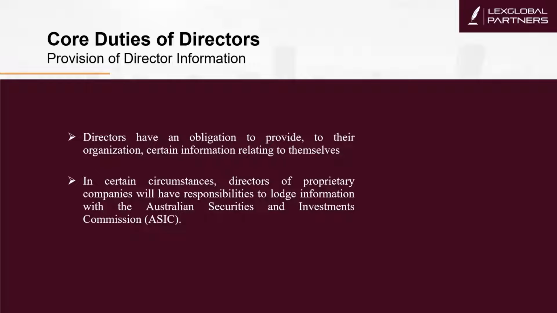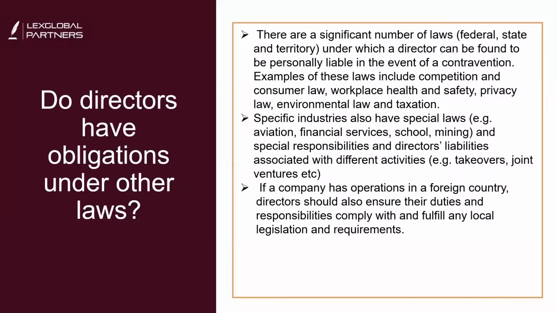Provision of director information, as I mentioned: directors have an obligation to provide to their organization certain information relating to themselves. So this is the duty the director owes towards the company that they have to disclose, and mainly it is when they are conflicted, or they have an interest that is in conflict with the business's interest. In certain circumstances, directors of proprietary companies will have responsibilities to lodge information with ASIC. So you need to know your duties as a director, whether you're required to disclose that information or not.